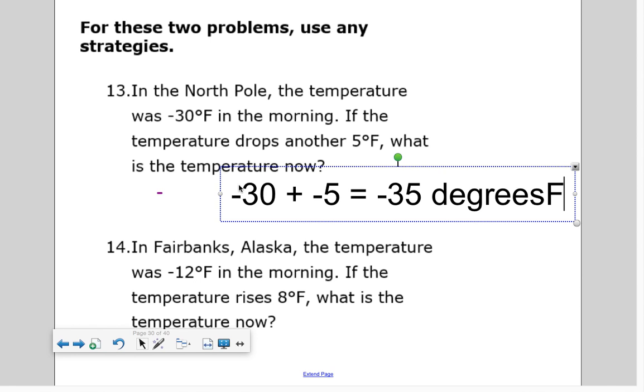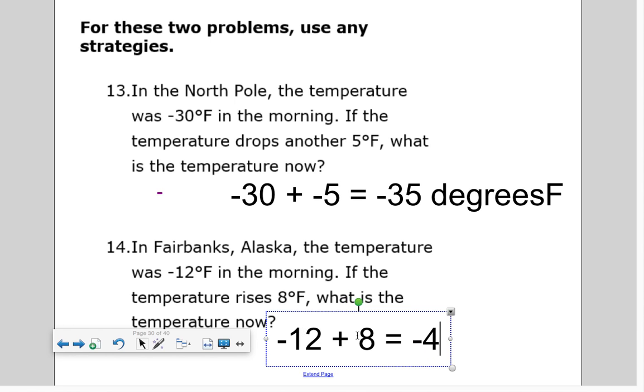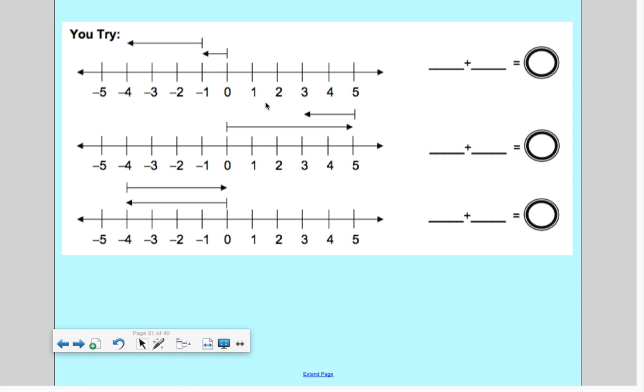Next one. In Fairbanks, Alaska, the temperature was -12 in the morning. It rises 8 degrees. To rise is a positive. So what is the temperature now? Well, it's still cold. Do I have more negatives or more positives? More negatives, by 4. You could draw a number line, a vertical number line. You can use counters to solve that if you need to.